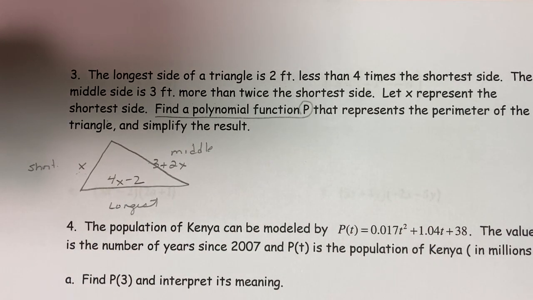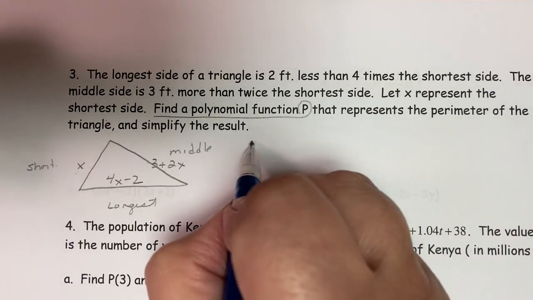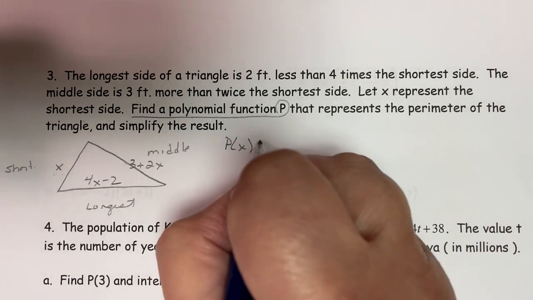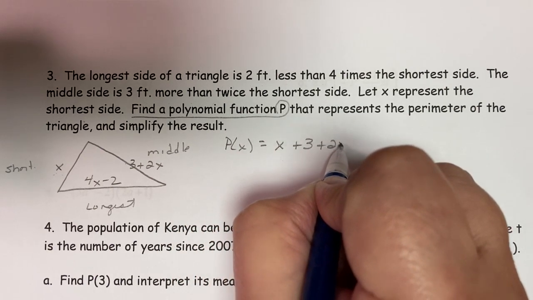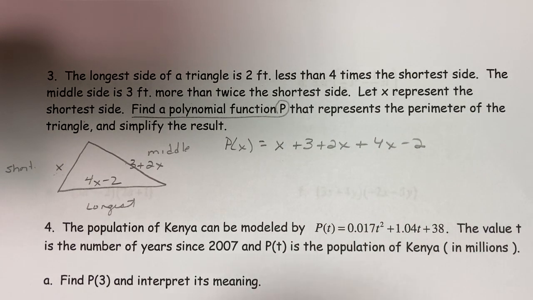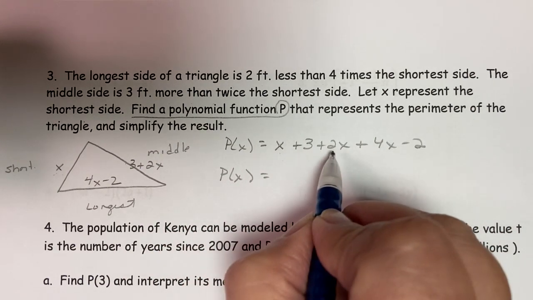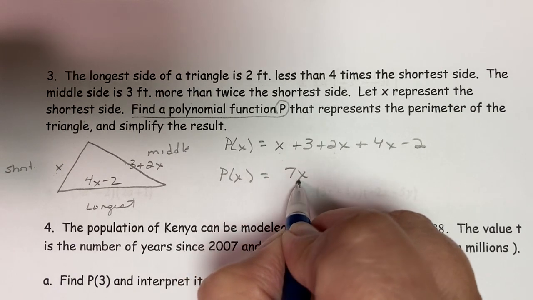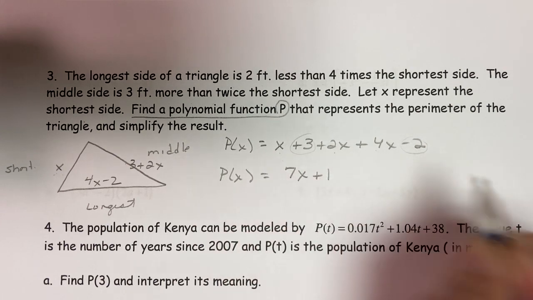Well, what does perimeter mean? Perimeter means that we add all of the sides. So P of x, since I used x, that's what we should call it, is equal to, and I'm simply going to add all 3 sides together. And of course, I'm going to simplify that by combining like terms. So I have 1x plus 2x, which is 3x, plus 4x is 7x. And then I have a positive 3 and a negative 2, which is plus 1.